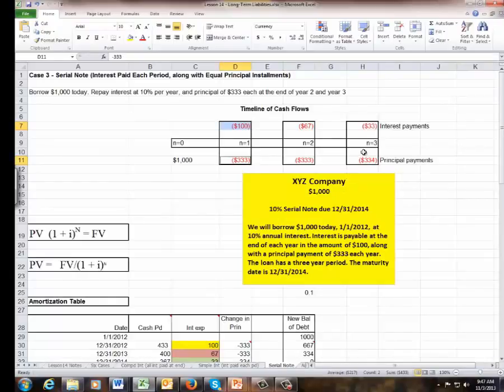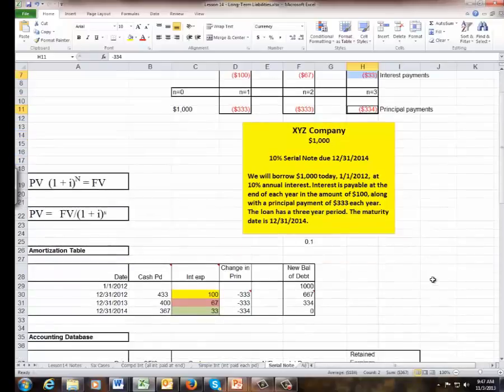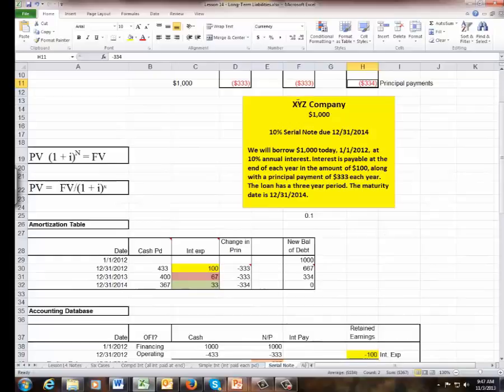Now at the end of the third year, we owe interest of 10% of the remaining debt at the end of the second period, and then the remainder of the debt of $334 must be paid. So at the end of the third year, our total payment will be $367. How would the note payable read? It would read something like this.